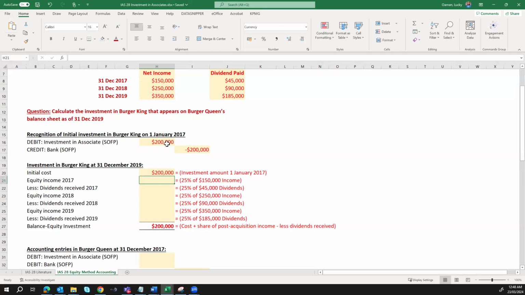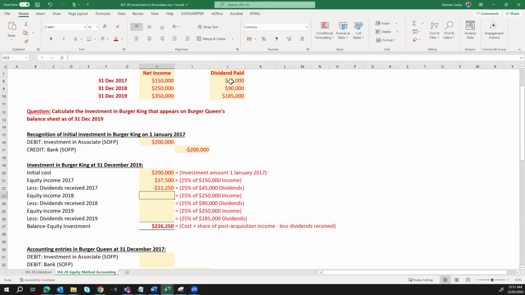Then because the entity has significant influence, he has bought in 25%. So the post-acquisition net income in December 2017 is $150,000. So for the income reported in December of 2017 of $150,000 equals 25% multiplied by $150,000. Then for the dividend paid, 25% will be received. So because this amount is a distribution, it is a reduction in capital. All right, so we're going to deduct this amount from our calculation. Equals minus 25% multiplied by the dividend paid out in 2017, which is $45,000.